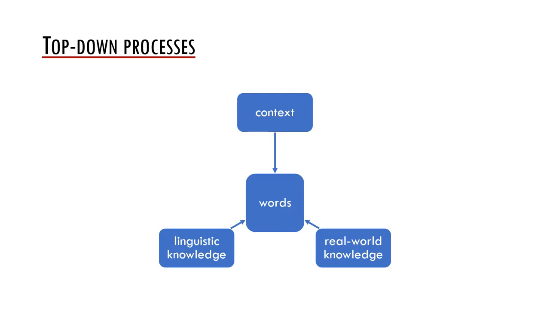Third, our real-world knowledge helps a lot in word recognition. For example, based on our real-world knowledge, we know that certain things are plausible and other things implausible. These three sources of information can of course interact with each other.